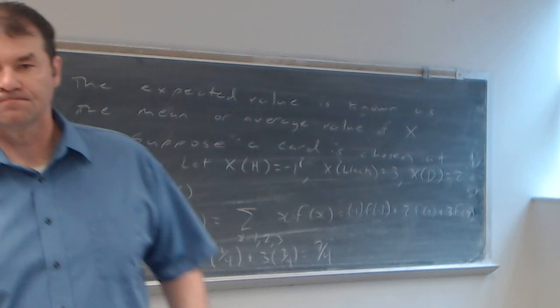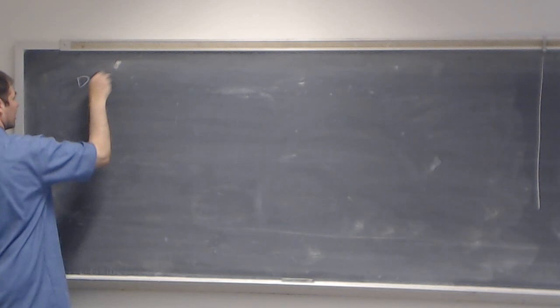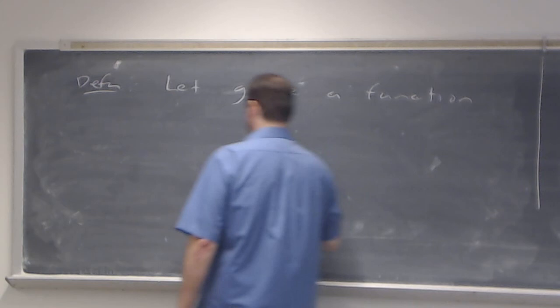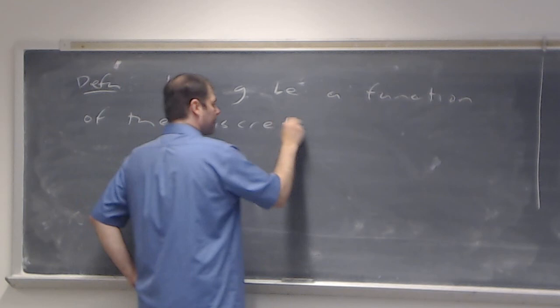Okay, we'll end with an example of expected values of a function. And so here is a set of facts, a definition. I'll say let g be a function of the discrete random variable x.